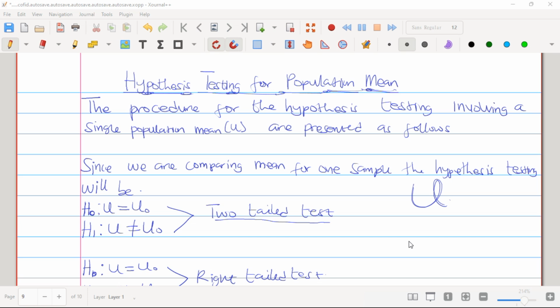In our previous video, we learned quite a lot on how to understand hypothesis testing, how to calculate your critical value from your Z table and the rest. If you haven't watched the videos on that, it will be of benefit to go and watch that video before you start learning the hypothesis testing for the population mean. The procedure for the hypothesis testing involving a single population mean is presented as follows.